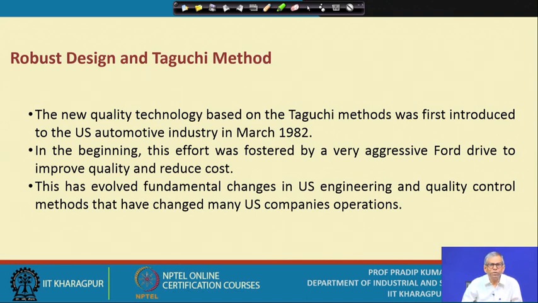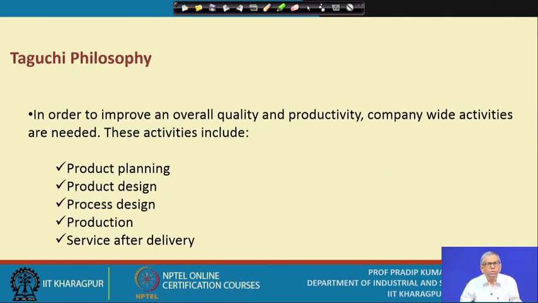In the beginning, this effort was fostered by a very aggressive forward drive to improve quality and reduce cost. As I have already mentioned, you have to improve the quality of a product all the time, and you have to reduce the cost at the same point, or concurrently you have to do that. This has evolved fundamental changes in US engineering and quality control methods that have changed many US companies' operations. So this is the background.